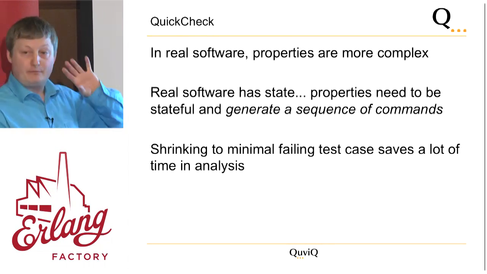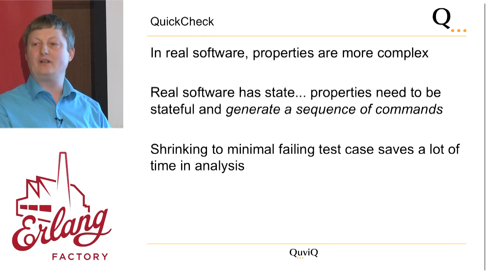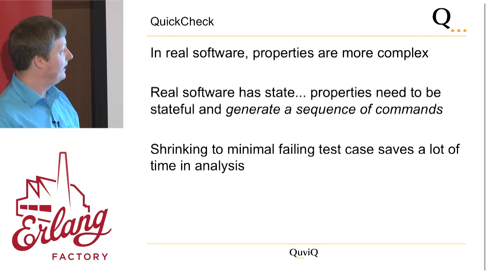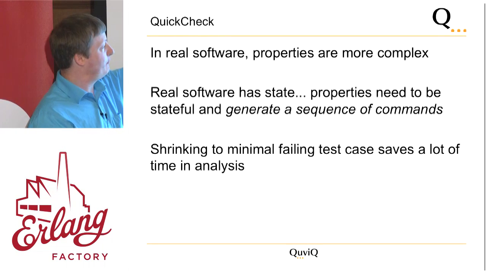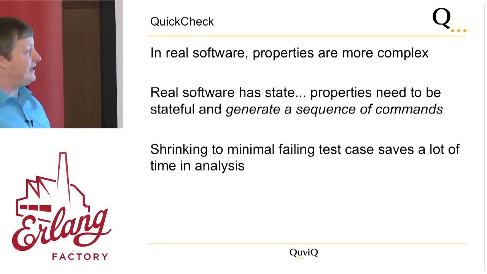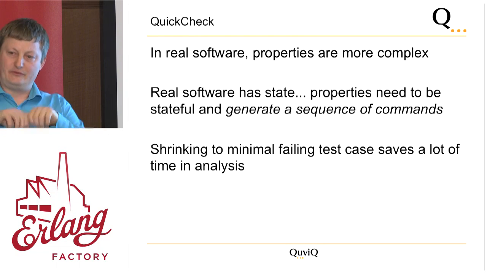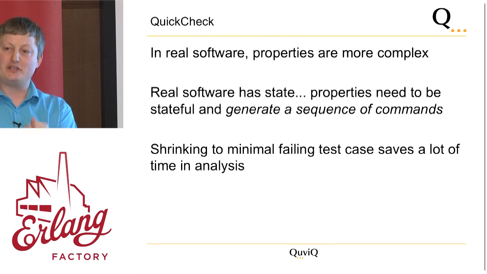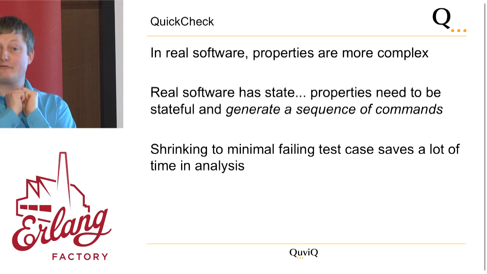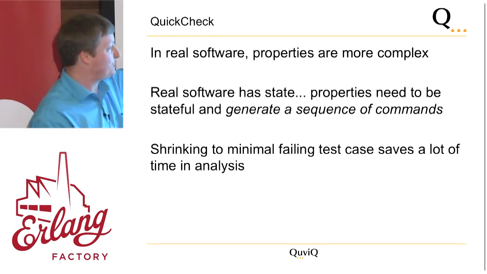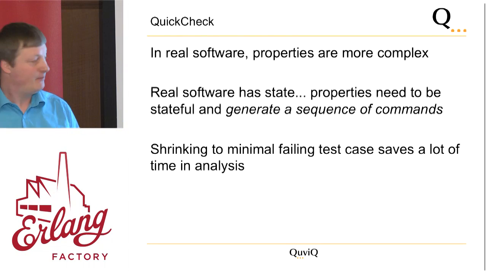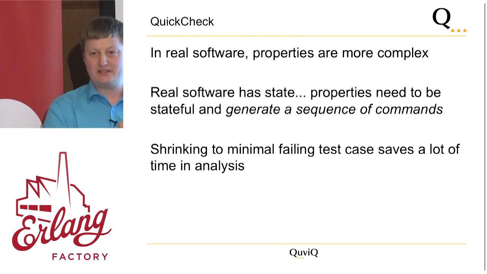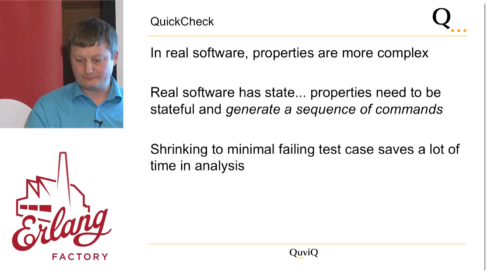If you write a complete requirement, you get it for all possible input data. But in real software, properties are more complex than just saying, well, the element should be in the list. Real software has state, and therefore properties have to be stateful. And instead of just generating data, you now have to generate a sequence of calls. So you basically have to generate your whole test case. That's what you're going to do. And then you have to shrink to the minimum failing test case, because otherwise you get too much rubbish, and it takes you time to analyze your test case, and you really want to see the minimum test case where something goes wrong.